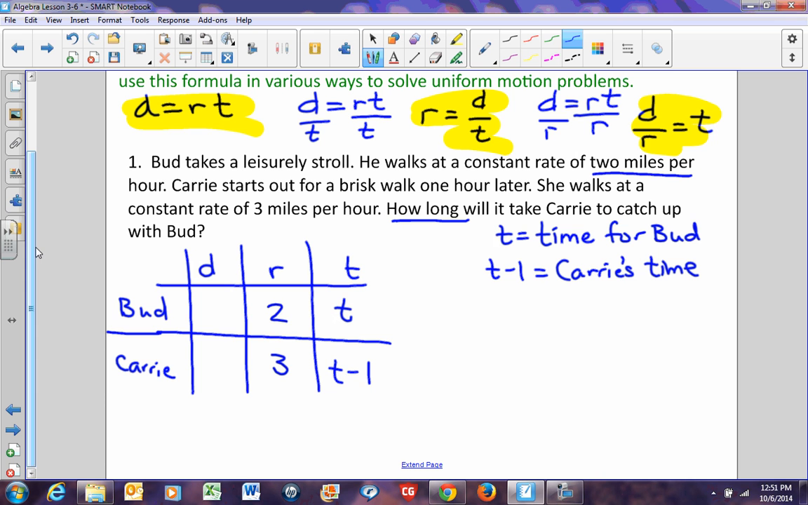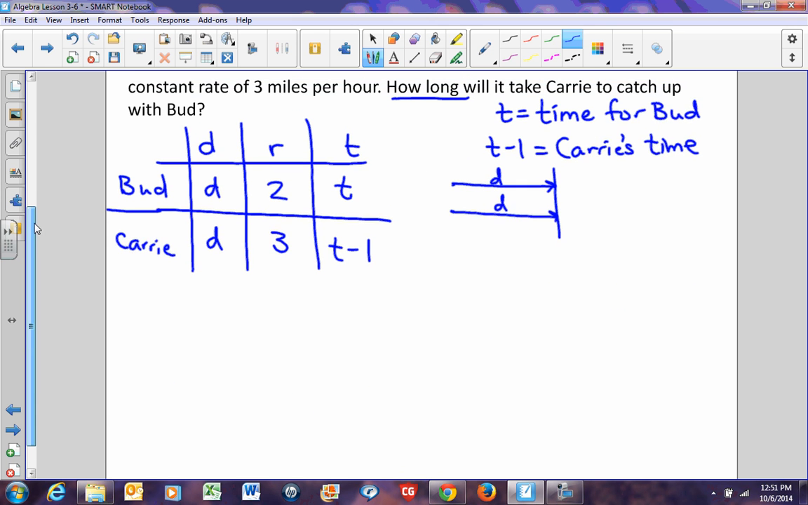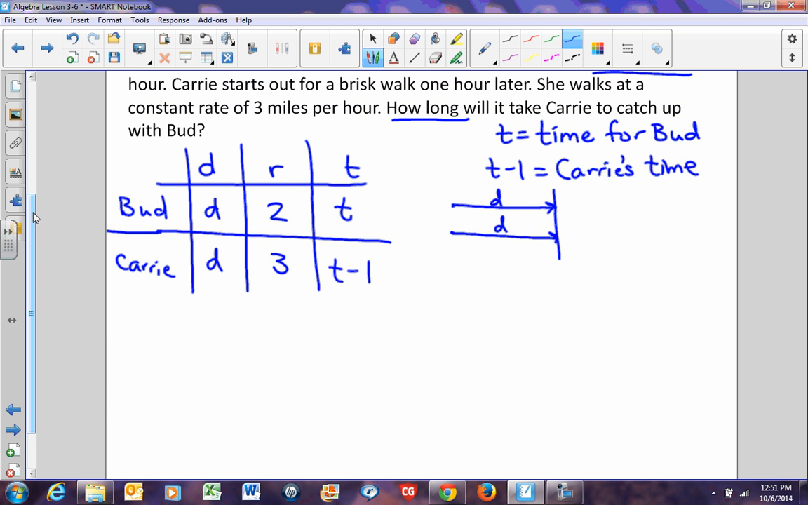If Bud is going to walk, he starts here and starts walking, and Carrie's going to walk a little faster. Eventually, when they catch up to each other, they've both traveled the same distance. It doesn't matter. Bud's distance and Carrie's distance are going to be the same because they're going to catch up with each other. So, the distances traveled are equal. Since the distances traveled are equal, move this up just a little bit. Okay. Distances are equal.